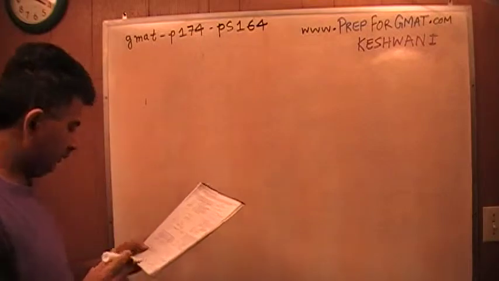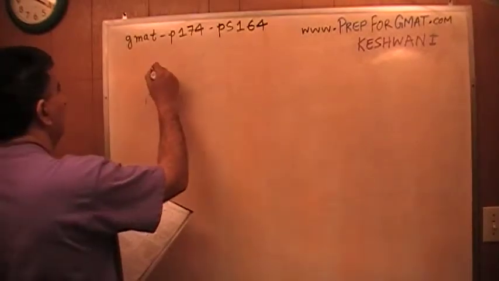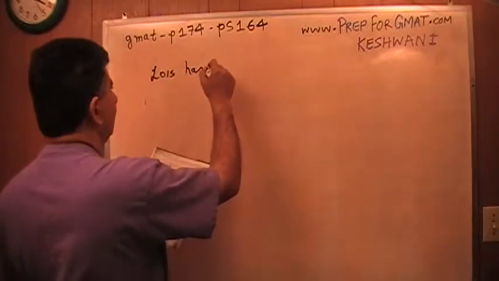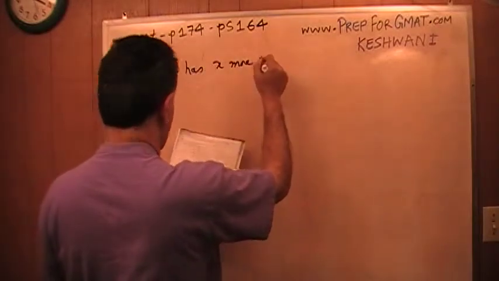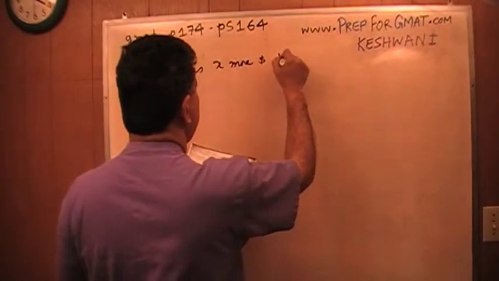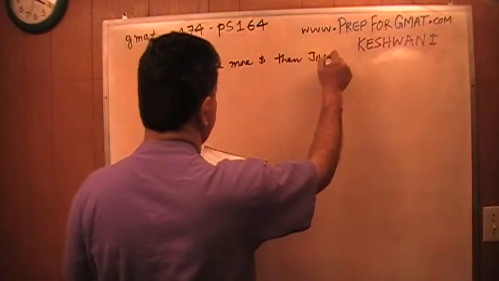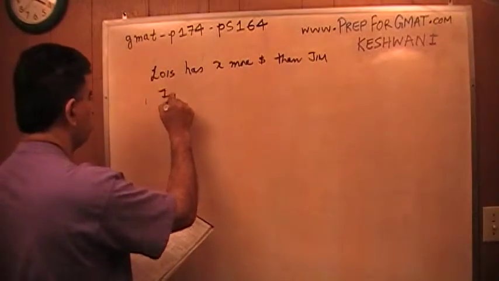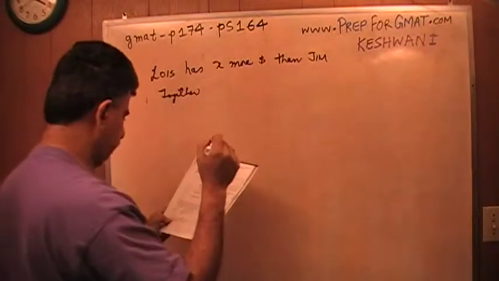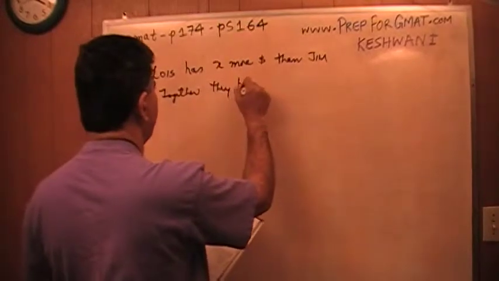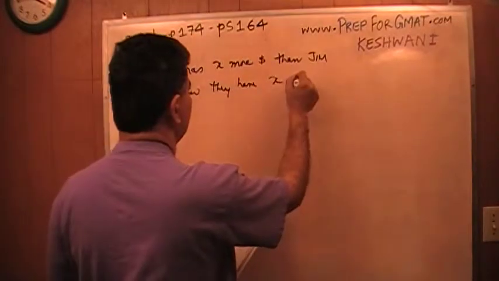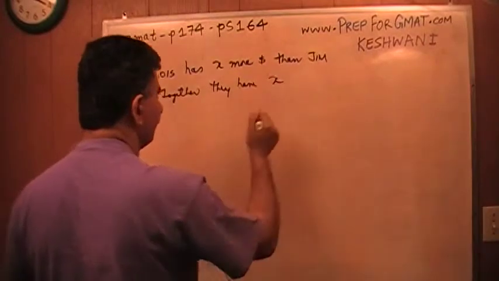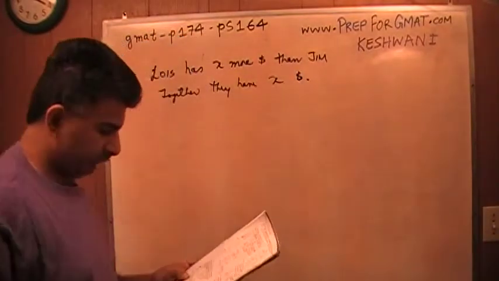It says, Louise has X more dollars than Jim. And then they go on to tell you that together they have X dollars. That's a dollar sign. Together they have X dollars.